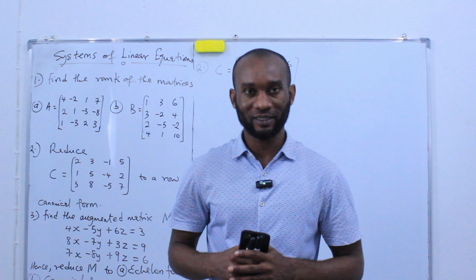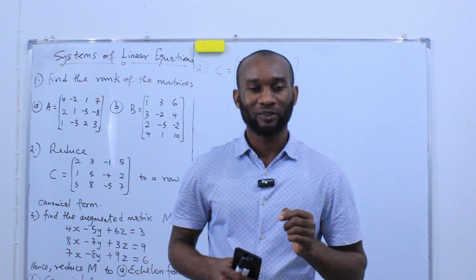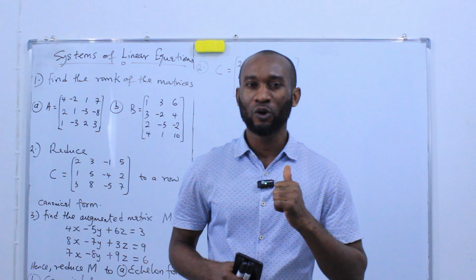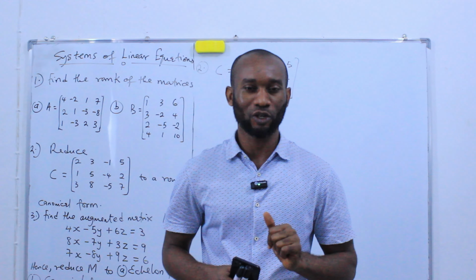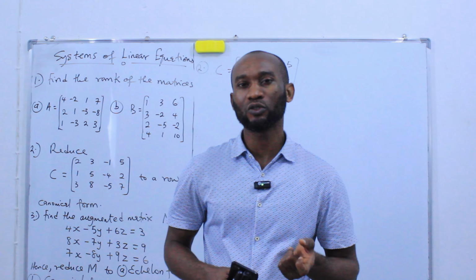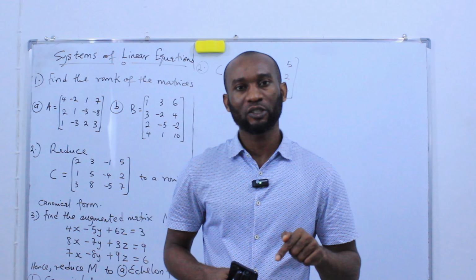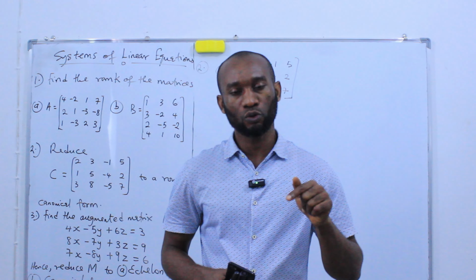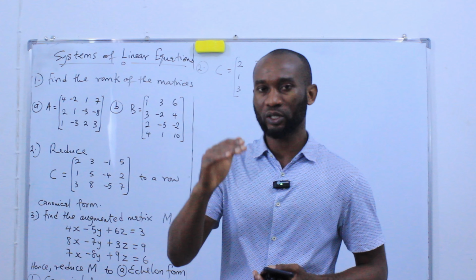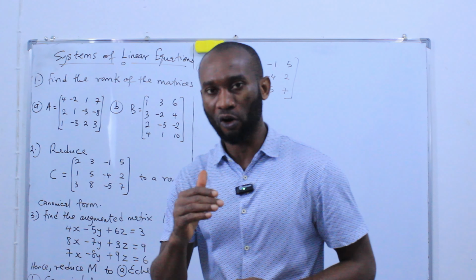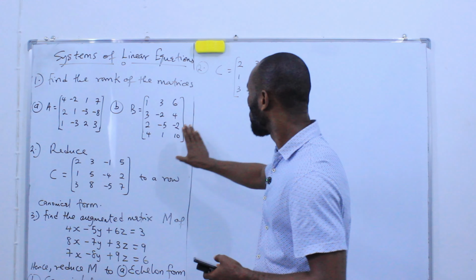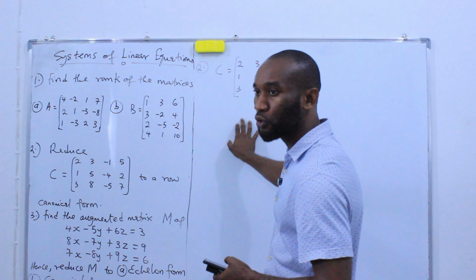Good day, my audience. You're welcome today. Last time in our previous work, we used row reduction to find the rank of a matrix. Now today we are going to put a matrix to row canonical form. We're going to learn how to reduce a matrix to row canonical form. That is example 2. We're going to reduce this matrix to row canonical form.